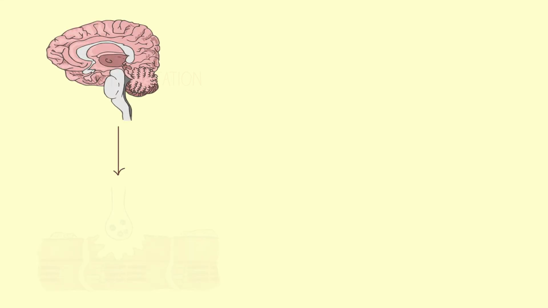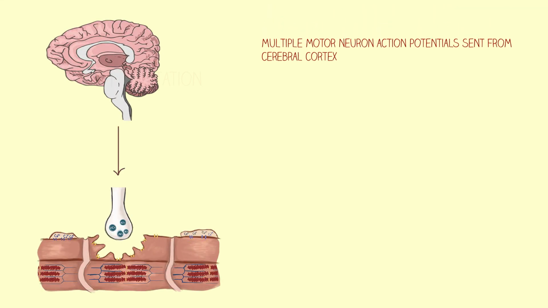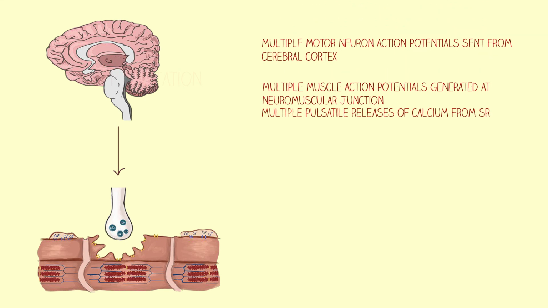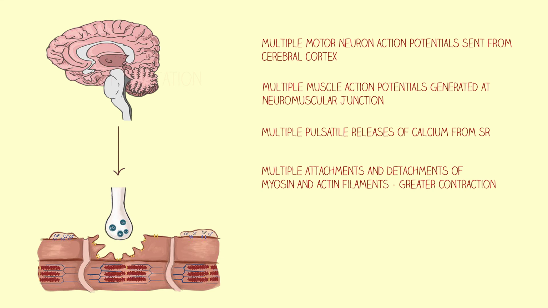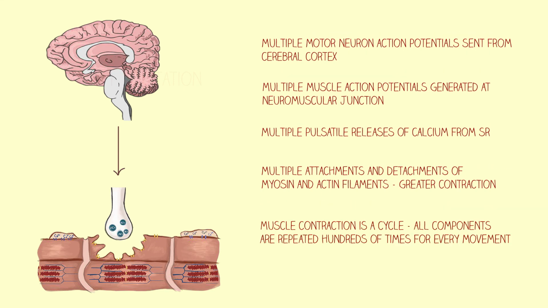Multiple contraction cycles are produced when multiple motor neuron action potentials are sent to the muscle fiber, creating multiple muscle action potentials, thus multiple pulsatile releases of calcium from sarcoplasmic reticula, and ultimately multiple attachments and detachments of myosin and actin. Essentially, you can think of it as going through all the steps we went through for excitation and contraction several times. This is called unfused tetanus, and this is actually how the majority of our muscle contractions occur each day.